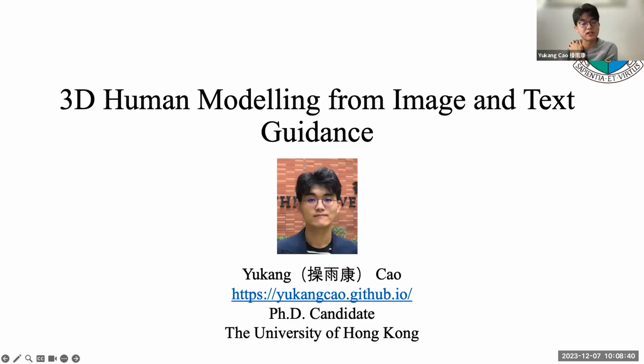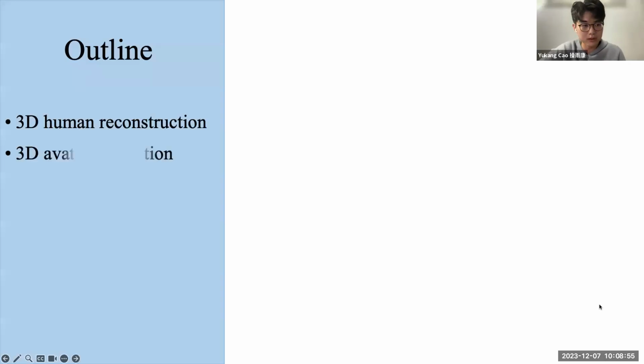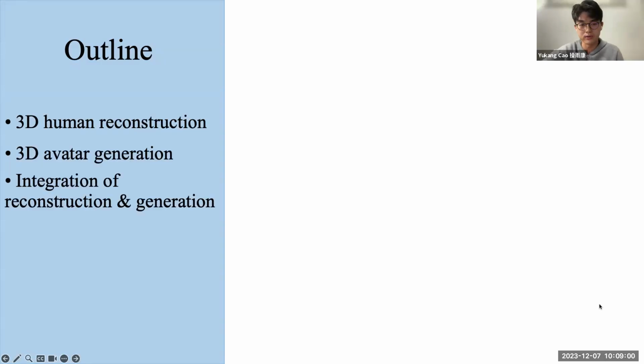Today I would like to discuss the topic about 3D human modeling from image and text guidance as introduced by Dr. Zhu. And overall, we will cover three parts. Firstly, the 3D human reconstruction, and the 3D avatar generation, and the integration of reconstruction and generation.